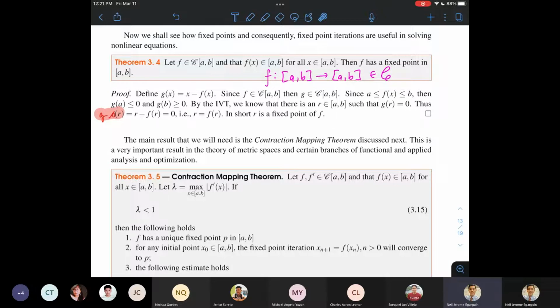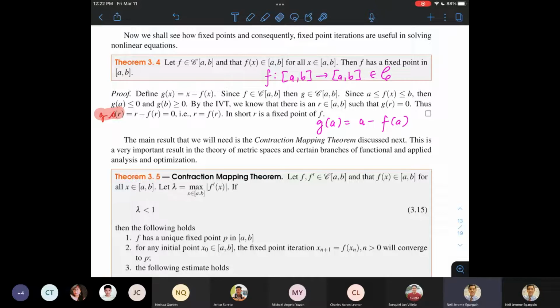Okay? Tapos tingnan natin yung g of a. Now si g of a ay equals sa a minus f of a. Pero anong masasabi natin kay f of a? F of a is a number that is greater than or equal to a. So, ibig sabihin, ito ay mas malaki or equal kay a. Alright? So that means g of a is less than or equal to 0. Kasi nga yung f of a, nasa-satisfy niya yung inequality na to. So definitely si g of a ay non-positive.